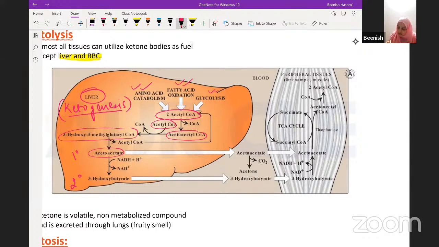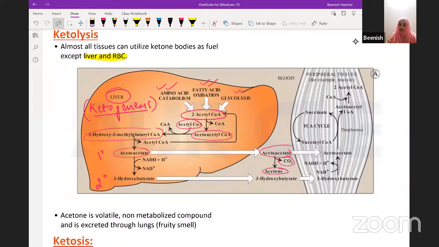So this acetoacetate on spontaneous decarboxylation forms acetone. This acetone is volatile and a non-metabolized compound, which means it is not utilized by any other organ, and it is excreted out through the lungs, giving a fruity smell. Therefore, in starvation or diabetes mellitus, there is a fruity smell.